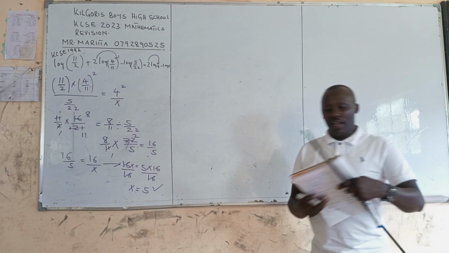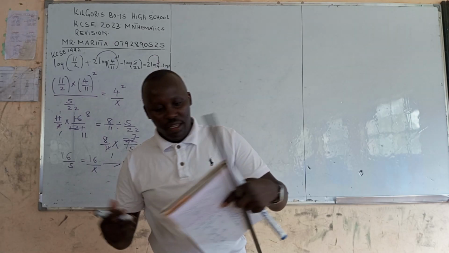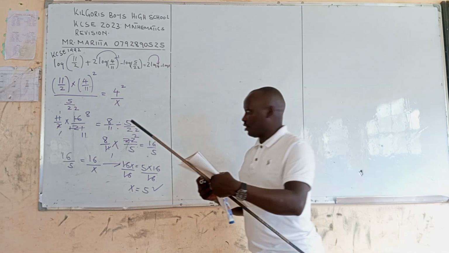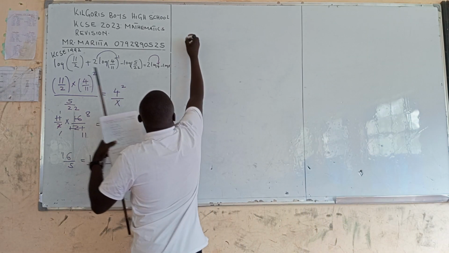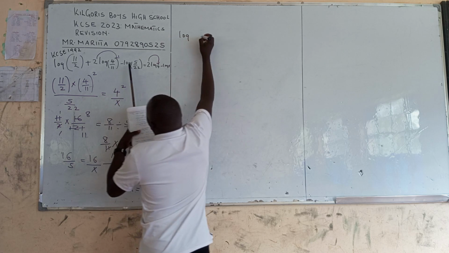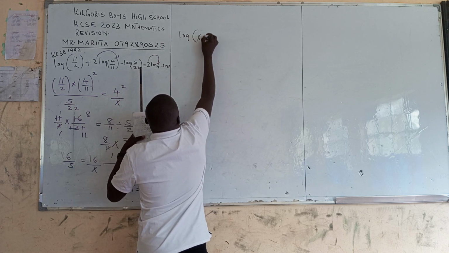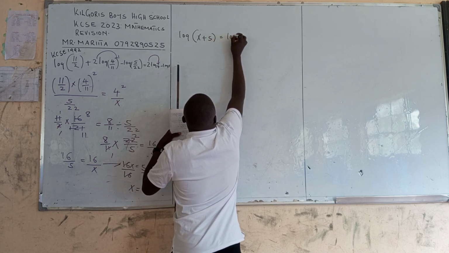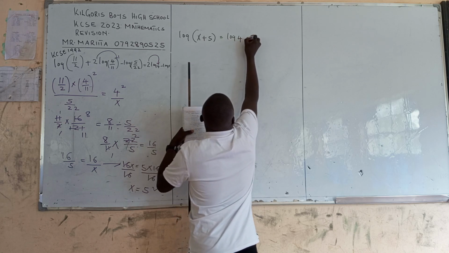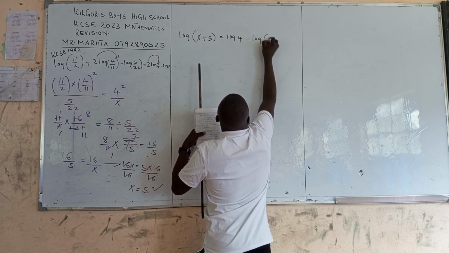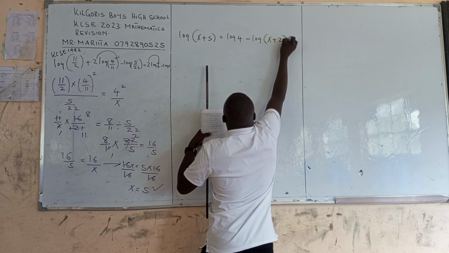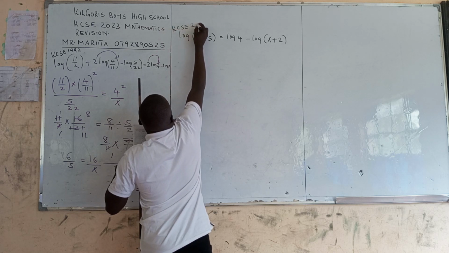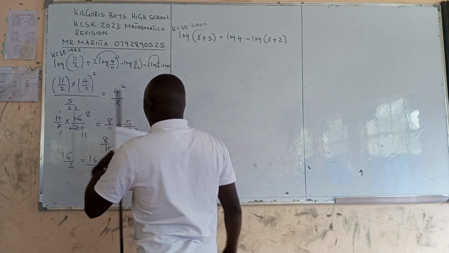So we can look at another question: find the value of x that satisfies the equation. Our equation is log of x plus 5 equivalent to log 4 minus log of x plus 2. You can get that question as KCSE 2000.